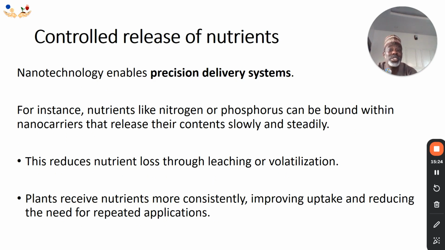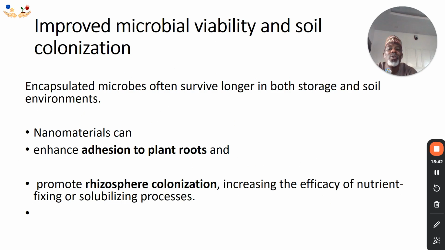Nanotechnology enables precision delivery. For instance, nutrients like nitrogen or phosphorus can be bound with nanocarriers that release their content slowly and steadily. So this reduces nutrient loss through leaching, so plants receive more nutrients more consistently, improving uptake and reducing the need for repeated application.